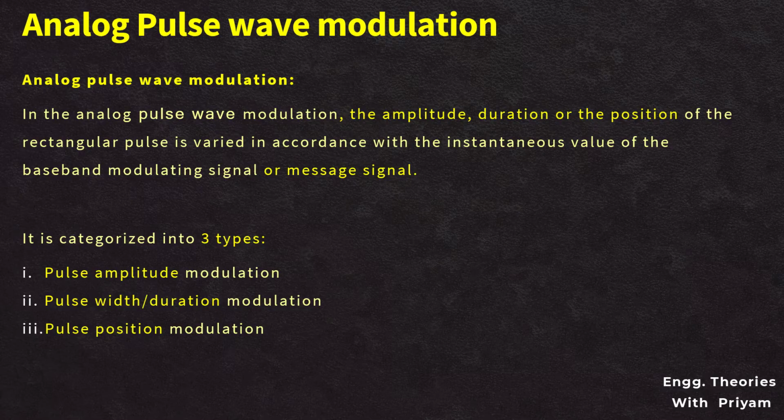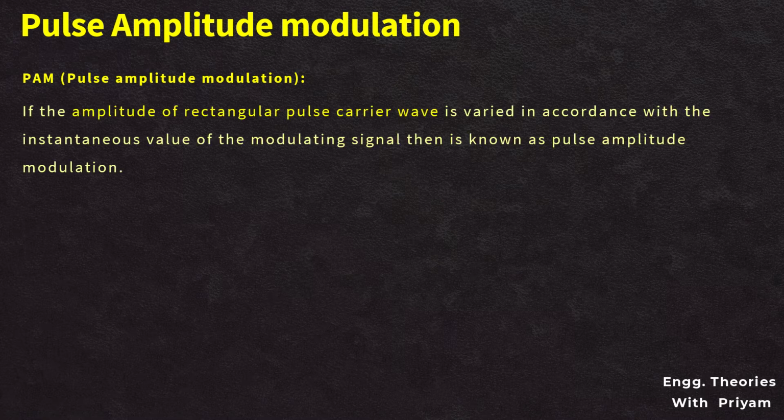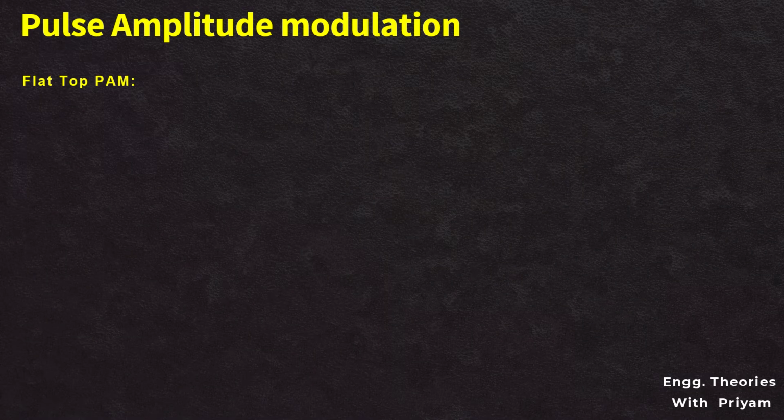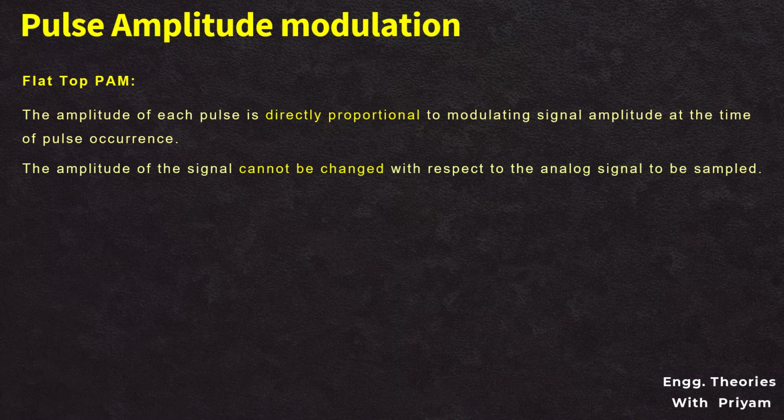pulse position modulation or PPM. Pulse amplitude modulation. In pulse amplitude modulation, the amplitude of the rectangular pulse carrier wave is varied in accordance with the instantaneous value of the modulating signal. It can be divided into two types: flat top pulse amplitude modulation and natural pulse amplitude modulation. In flat top pulse amplitude modulation, the amplitude of each pulse is directly proportional to the modulating signal amplitude at the time of the pulse occurrence, and the amplitude of the signal cannot be changed with respect to the analog signal to be sampled. The tops of the modulated signal remain flat.